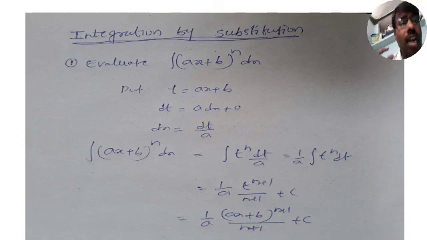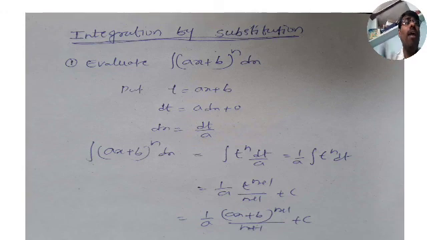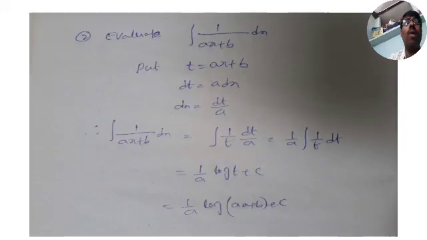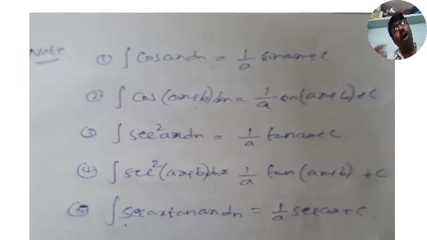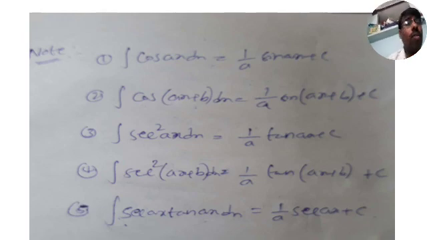Observe the final answer. It is ax plus b whole power of n plus 1 by n plus 1 multiplied by 1 by a, where a is the x coefficient. Again, here the integration of 1 by ax plus b: observe the final answer. Log of ax plus b multiplied by 1 by a, where a is the x coefficient. Similarly, you can write all 20 formulas, all 20 formulas that are given, one by one.